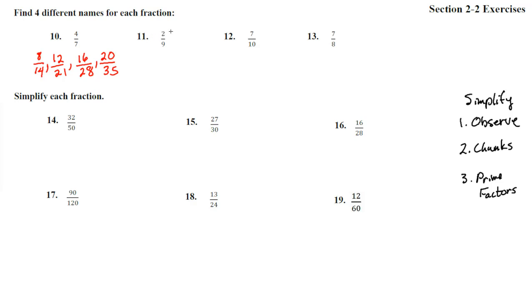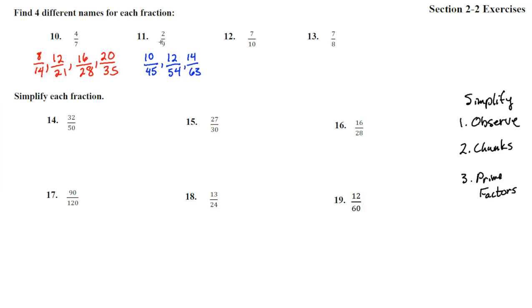2/9, and we're going to times by anything on the top and bottom that we want. Let's start with 5. So if we times by 5 on the top, that's 2 times 5 is 10. 9 times 5 is 45. The next one, let me see, if we times by 6 and 6, that would be 12. 9 times 6 is 54. And if we times by 7 and 7, that's 14. Over 9 times 7 is 63.